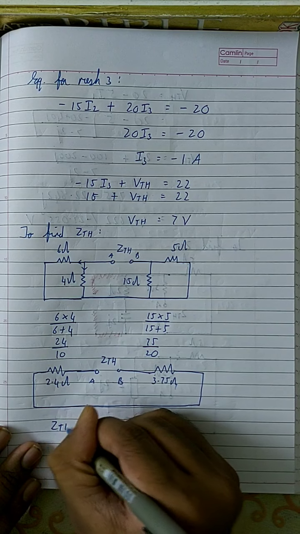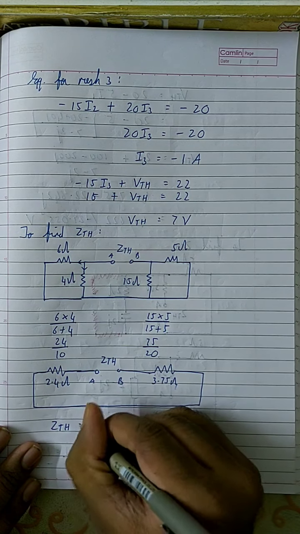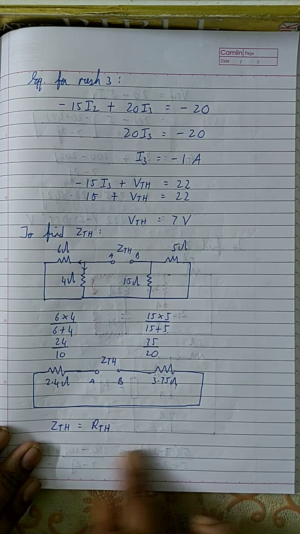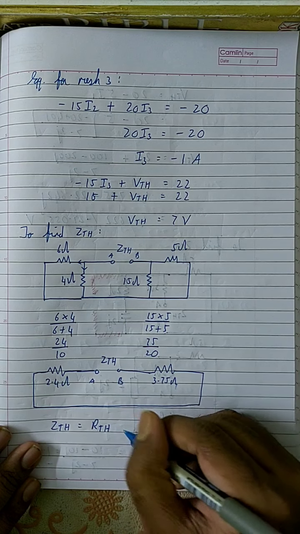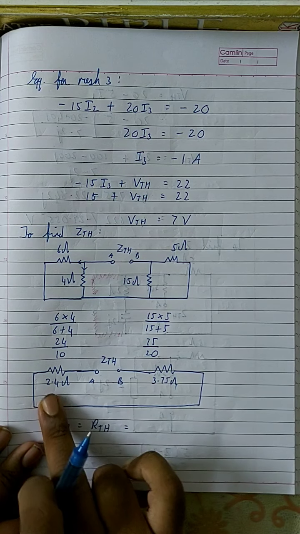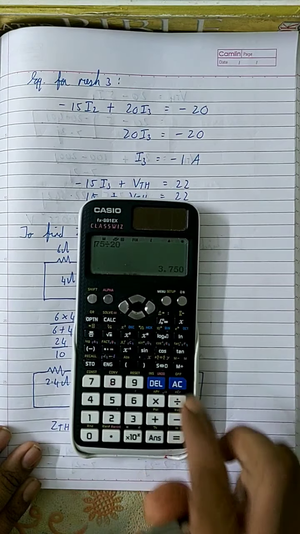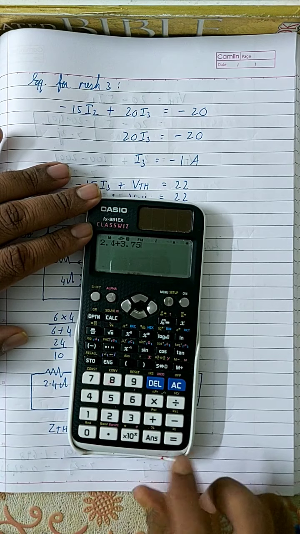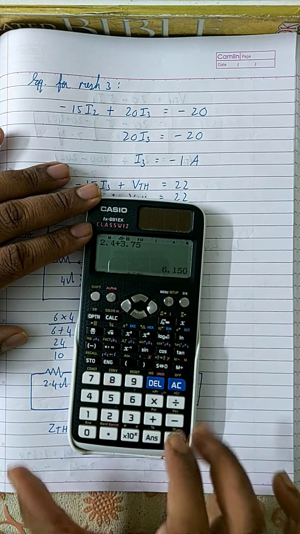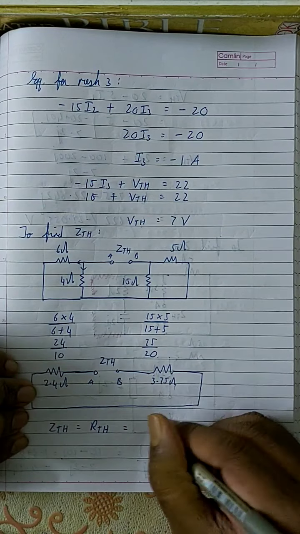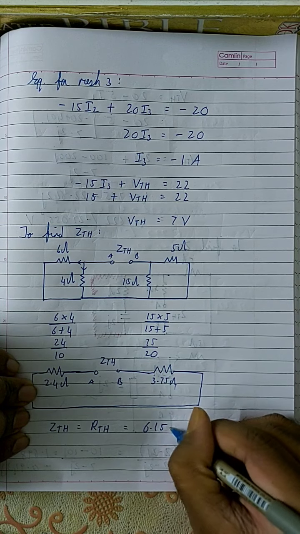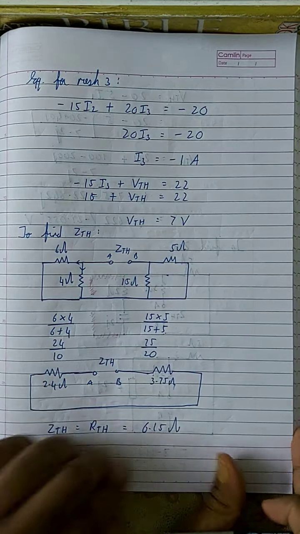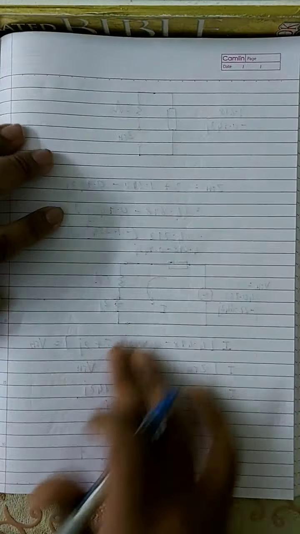So therefore ZTH, or you can say it's actually RTH, right? Because there is no imaginary part, everything is real, so it's RTH, Thevenin's resistance. So RTH is equal to 2.4 plus 3.75, and you get 6.15 ohm. There you have the RTH. So you have VTH and you have RTH. Therefore, the circuit will look like this.